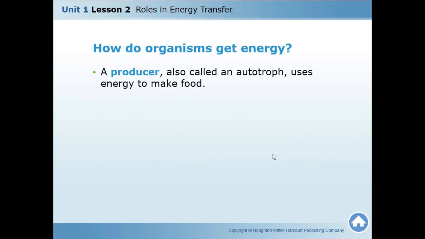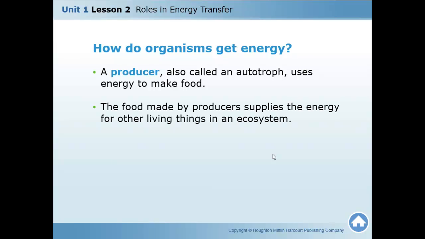We have three types of organisms according to the way they get energy. First one producers, second one consumers, third one decomposers. What is a producer? A living organism which makes its own food to get energy, like plants. We call the producer by another name, autotroph. The food made by producers supplies the energy for other living things in an ecosystem.